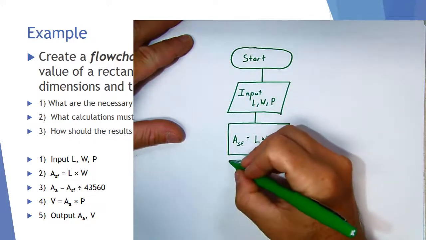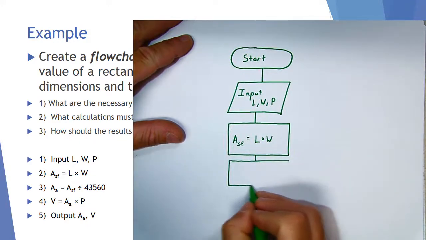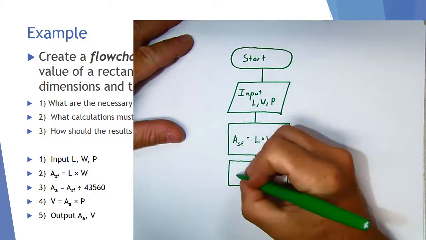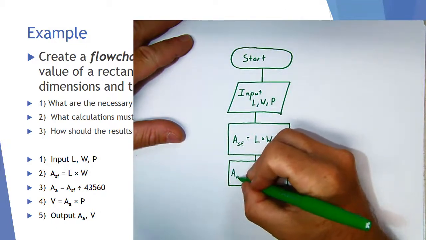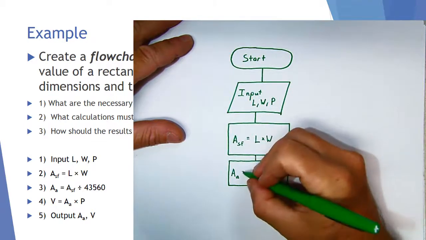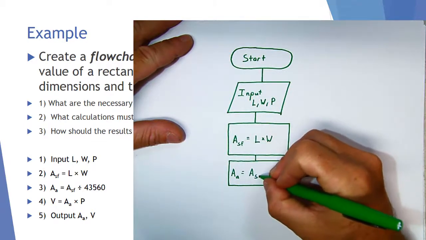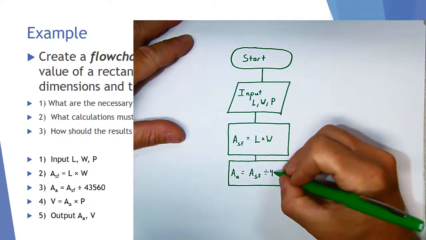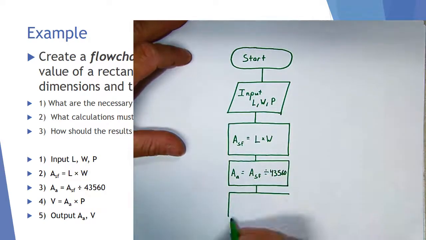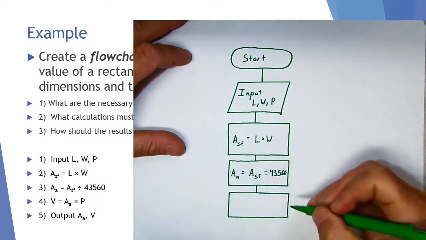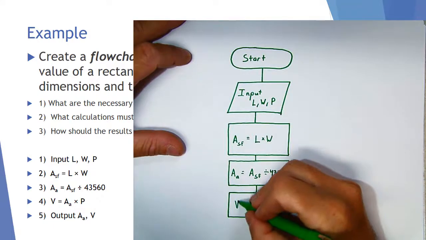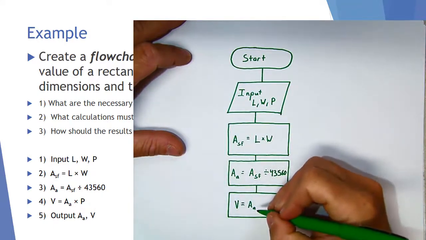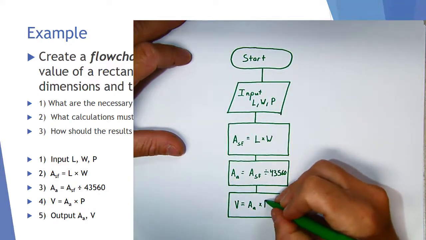And of course, that's going to flow into our next step in our algorithm, and that is to convert the area of the land from square feet into acres. And we said the subscript would distinguish the area in acres is equal to the area in square feet divided by 43,560. And of course we had one more calculation after that. Then we found the value of our piece of land V by taking the area in acres and multiplying it by the price per acre.